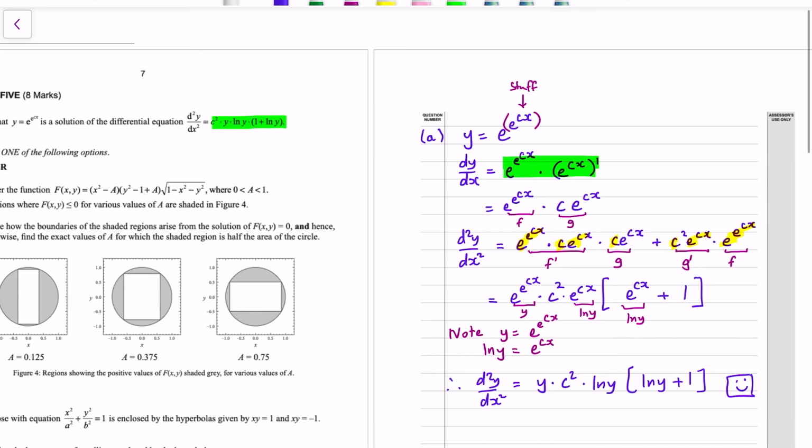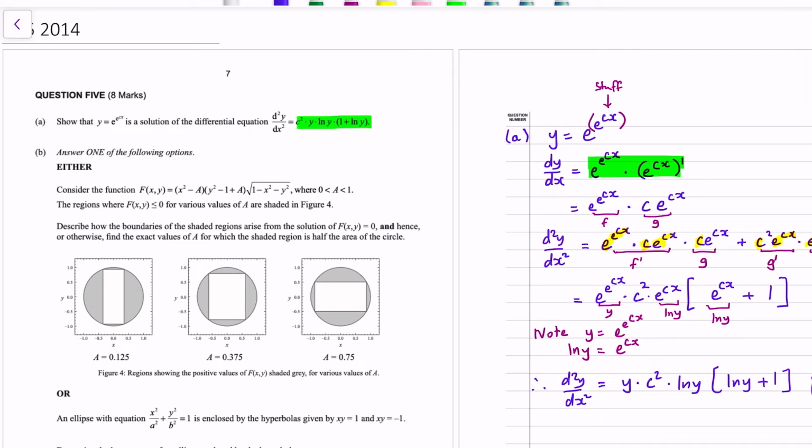Not too bad. And hiding at question 5a. So often the exam gets harder as you go through it, but there's sometimes an easy question at the back, and we're just going to make sure we get to it.